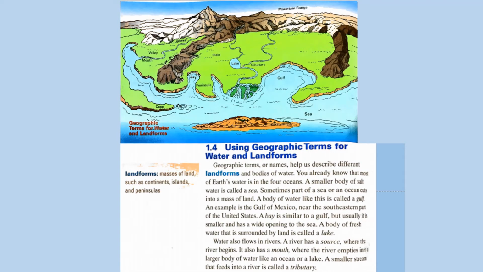Okay, so using geographic terms for water and landforms. Geographic terms or names help us describe different landforms and bodies of water. You already know that most of Earth's water is in the four oceans. A smaller body of salt water is called a sea. And if I look up here on this picture, a sea is right here, maybe better in a different color. This is a sea, the Mediterranean Sea, the Caspian Sea, the Red Sea. All of those are very, very large bodies of water, but they're not an ocean and usually not connected to the ocean. They are surrounded by land.